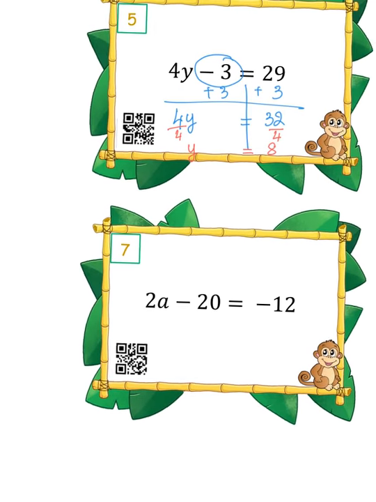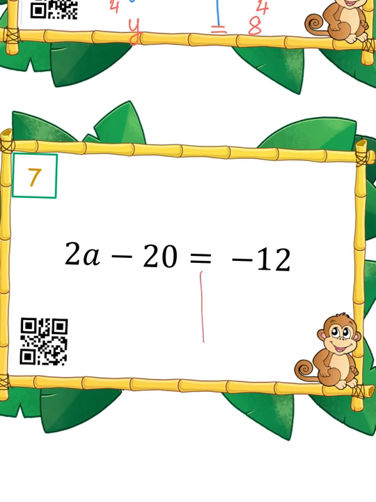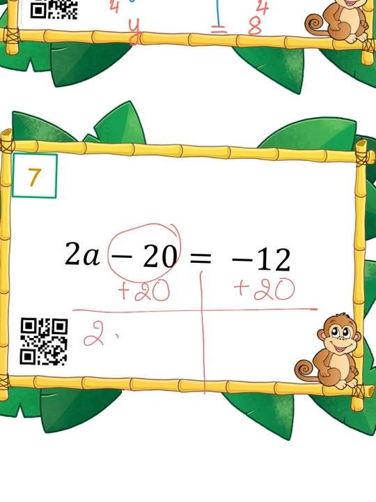Number 7. Draw the line. And I'm going to circle my constant. And I'm going to add 20 on both sides because it's the inverse. So 2a, write down. Negative 20 add 20 is 0. Negative 12 plus 20. Same sign, add and keep. Different signs, you subtract. What is 20 subtract 12? 8. And keep the sign of the higher number. So 20 is greater than 12, so the answer is positive.